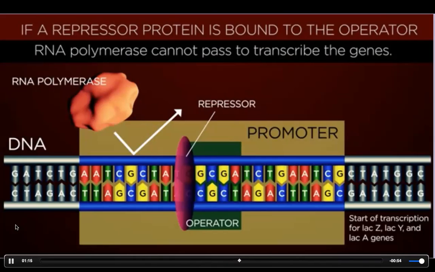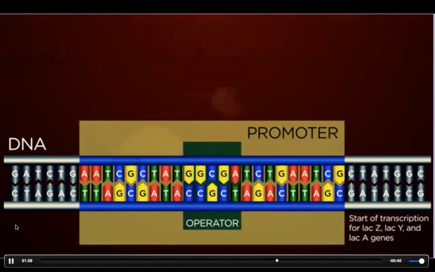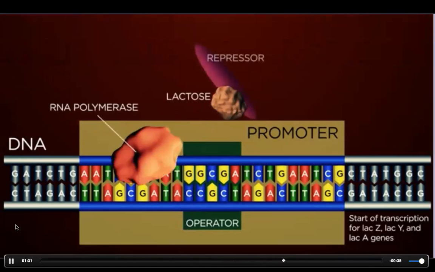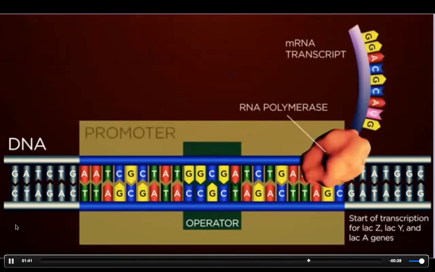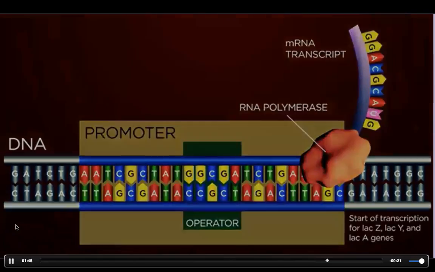If lactose is not present, the repressor protein binds to the operator region, and RNA polymerase cannot pass. Therefore, the mRNA for LAC-Z, LAC-Y, and LAC-A are not transcribed. However, if lactose is present, it will bind to the repressor protein, inducing it to change its shape and fall off of the operator region. RNA polymerase is now free to pass and will transcribe these 3 genes into mRNA so that the ribosome can make the proteins for transporting and breaking down lactose.